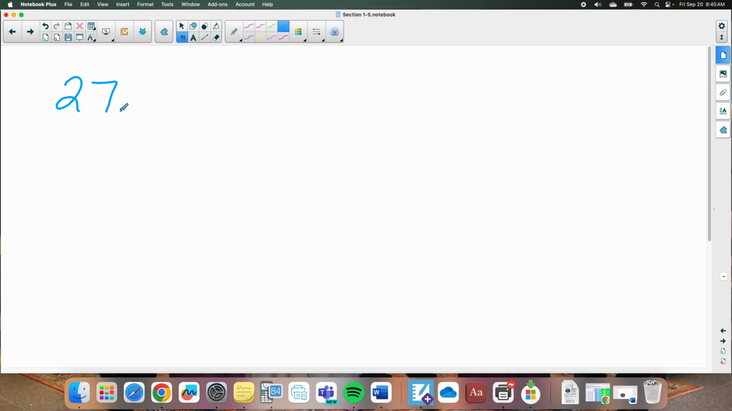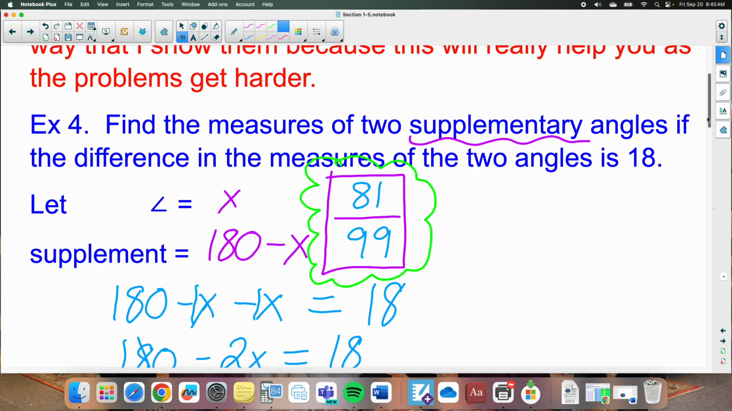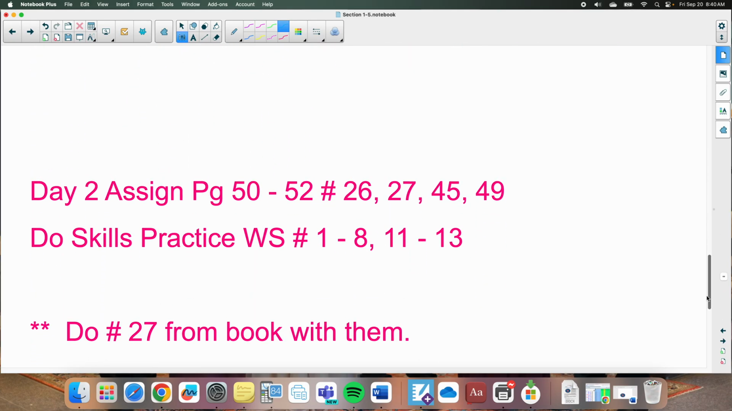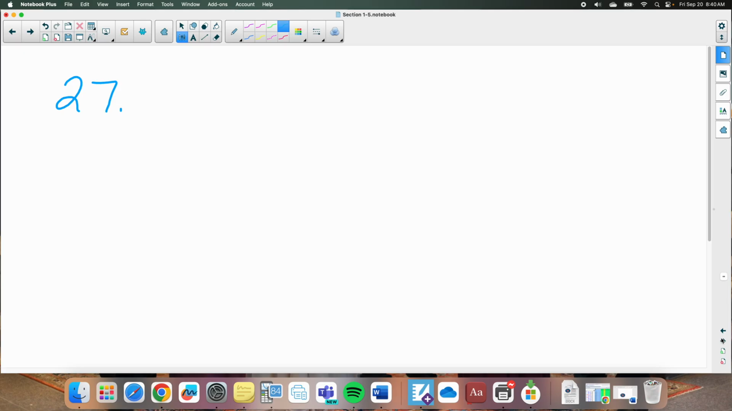And I picked this one because it's the hardest one that you're getting assigned. So number 27, I'm gonna look here too. Let's go down here, just wanna make sure which ones I did. 26, 27, 45, 49. Okay, perfect.